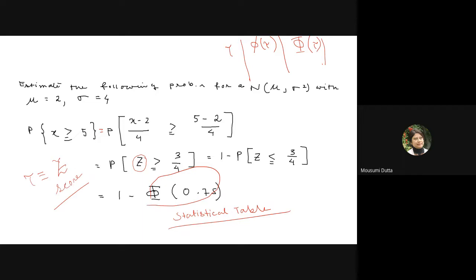Now, Upanita, are you getting the value I'm telling you? 0.7733726, roughly 0.77. I'm checking the table, one second. Other students, do you have these tables with you? Are you getting the value 0.77? Yes. 0.7737. Yes. You can consider up to 2 decimal places. So the value is 0.77.